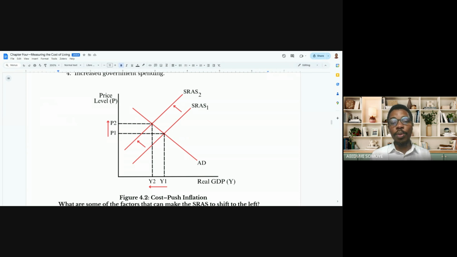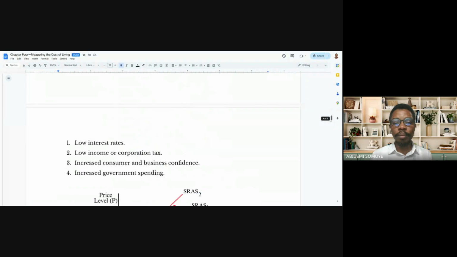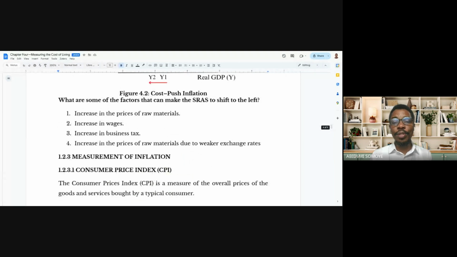So for cost push inflation, the short-run aggregate supply shifts to the left. For demand pull inflation, the aggregate demand shifts to the right, and this is what you have here. Now, what are some of the factors that can make SRAS shift to the left? You have increases in the price of raw materials, increases in wages, increases in business stocks, and increases in the price of raw materials due to weaker exchange rates.